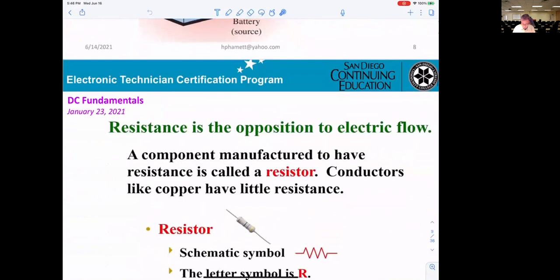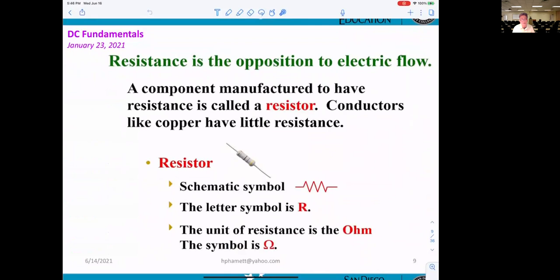And then we go to resistance. Basically, you must understand resistance is just the opposite of the current flowing. A component manufacturer makes two kinds, a resistor and a conductor, like copper, which has a linear resistance. This is the symbol for the real resistor, and in the schematic this is the symbol. They use the letter R for resistance, and the unit of resistance is ohm. It can be ohm, kilo ohm, or mega ohm, and they also use this symbol for ohm. This is very, very basic for any technician.